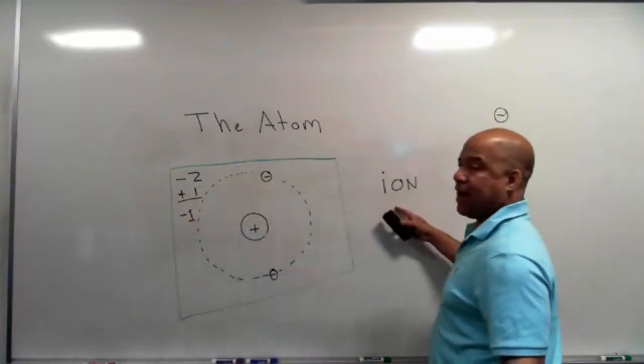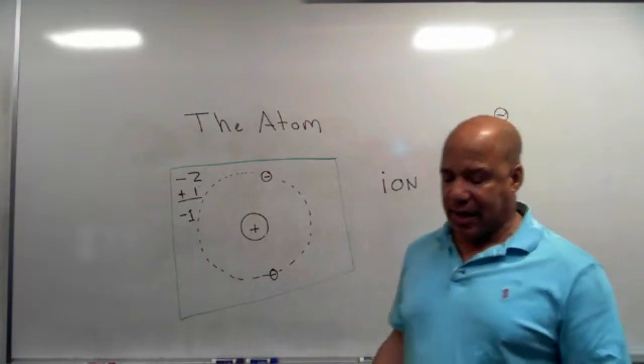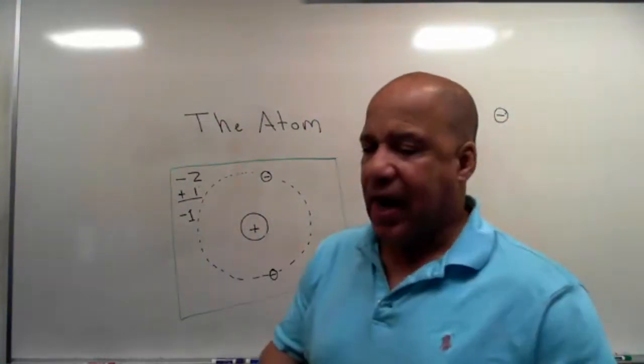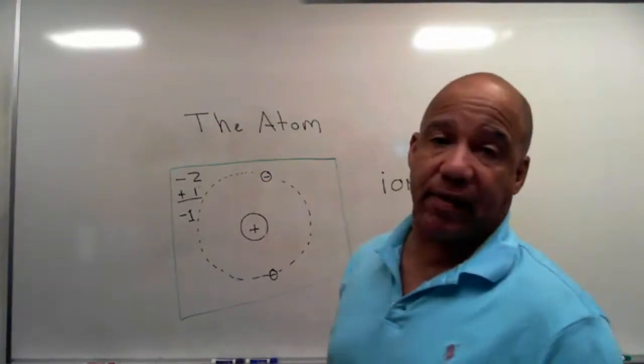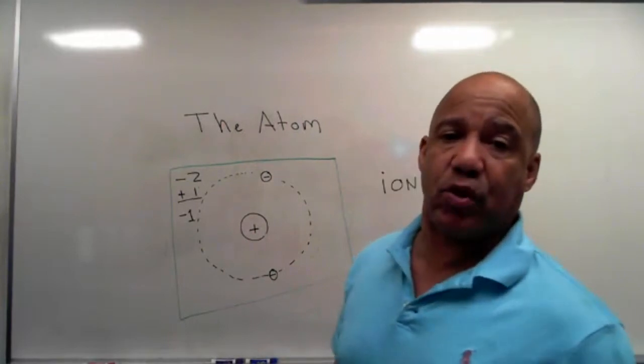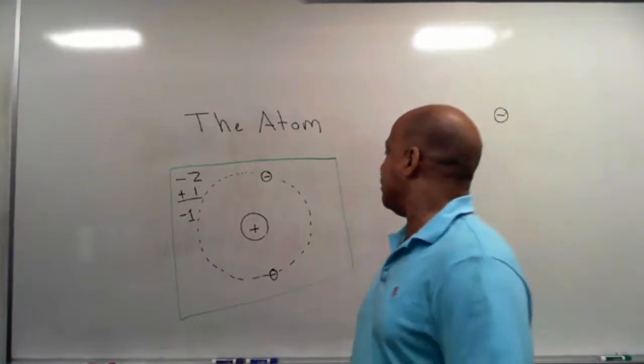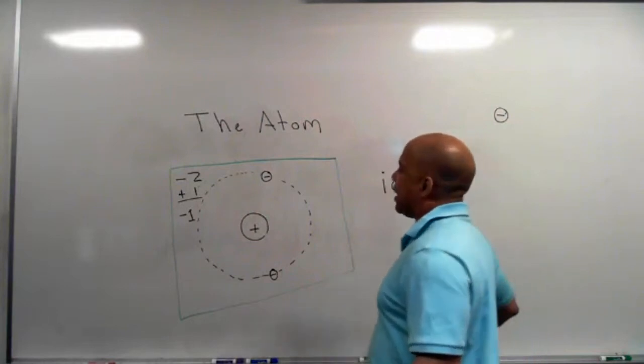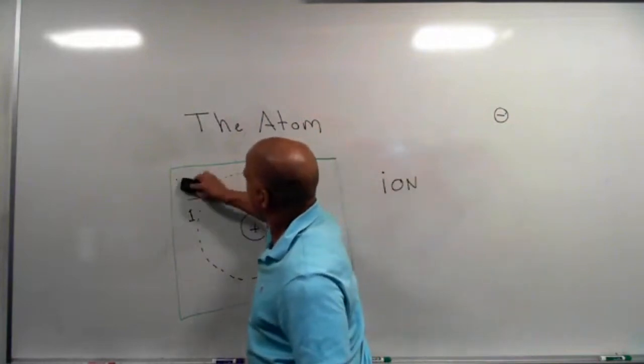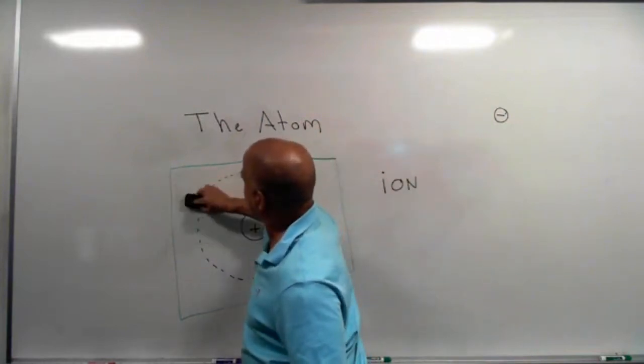So again, I have an ion, but this time, instead of charging the ion to be positive, I charge the ion to be negative. I added electrons to a neutral atom. So the term ion, you want to remember that it's just a charged atom.